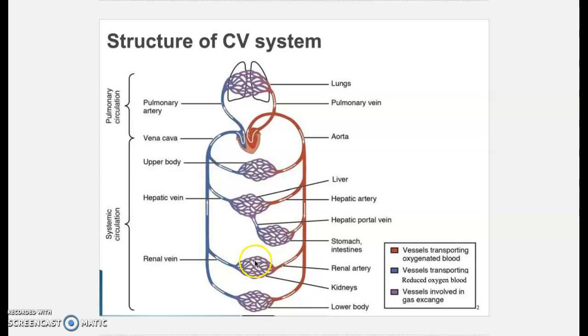Welcome to a lecture on blood vessels. Here we have a diagram of the cardiovascular system. As you can see, it includes the pulmonary circuit and the systemic circuit.